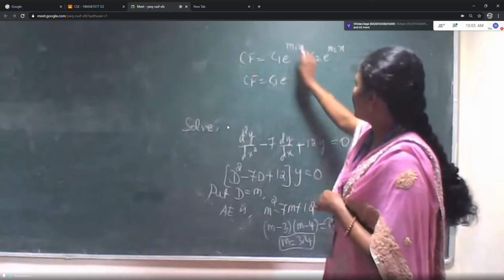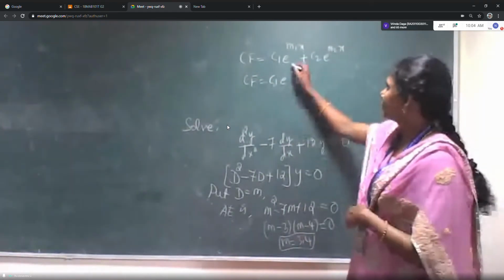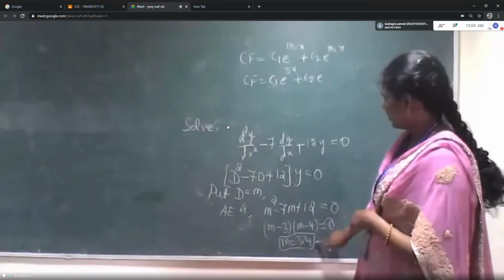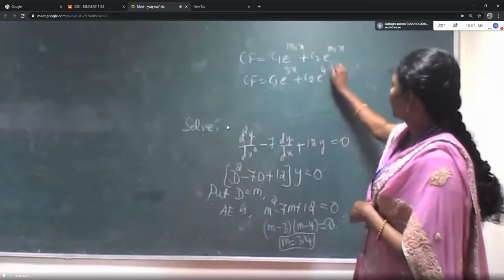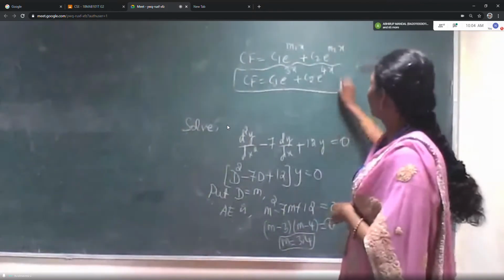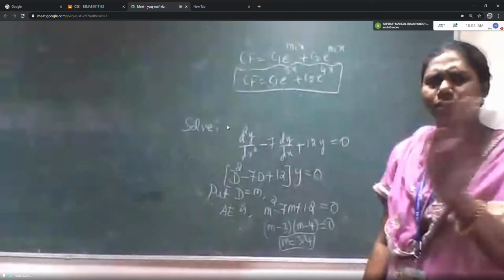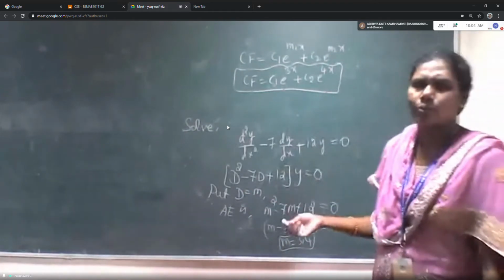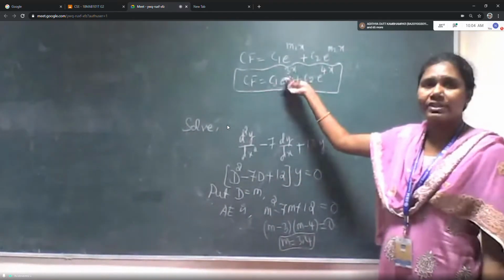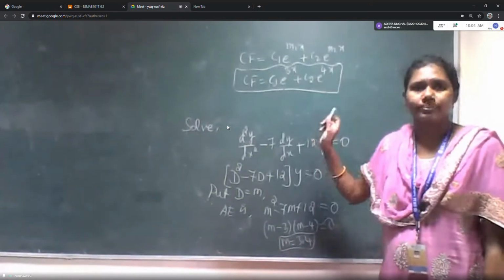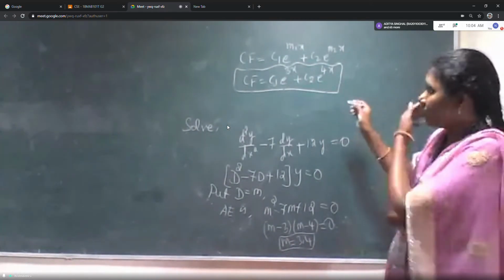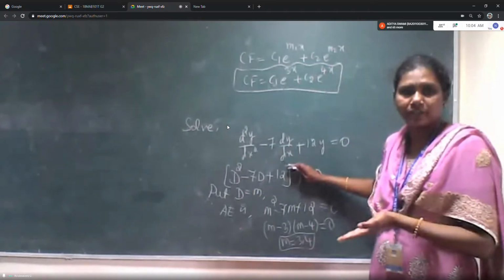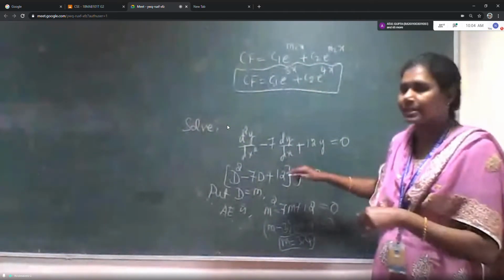M1 is 3, M2 is 4. Do we have to always take the M values in ascending order? No, not any particular order. We can write in any order, no problem. Here we can write 4 first and then we can write 3. Okay? In the solution, one part over. That is CF.